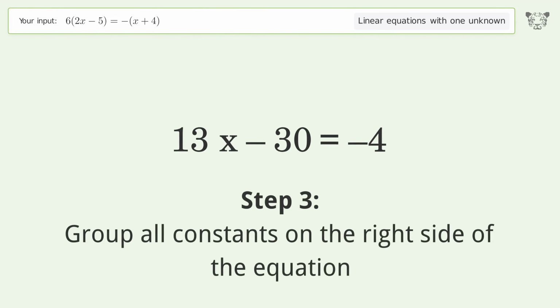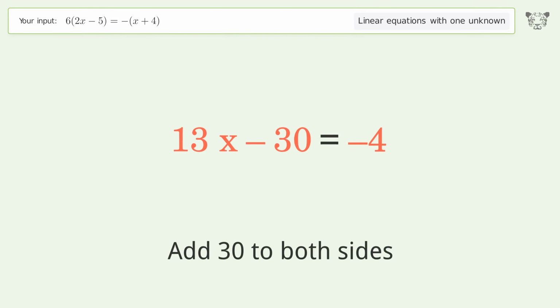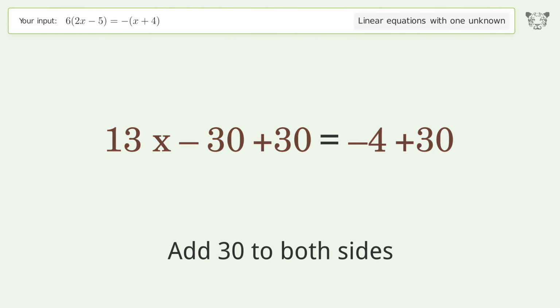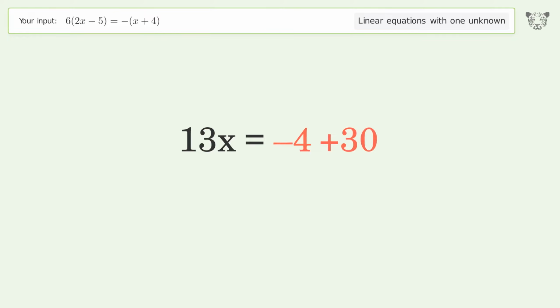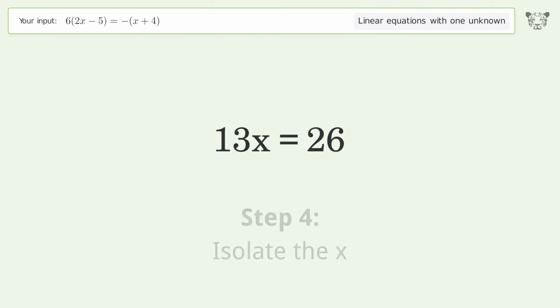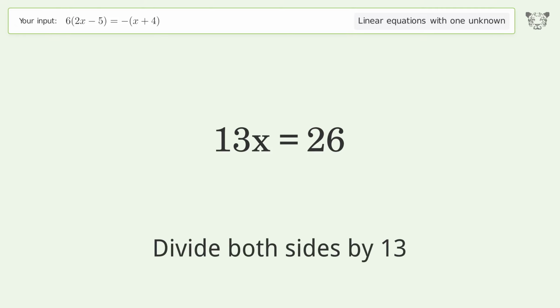Group all constants on the right side of the equation. Add 30 to both sides. Simplify the arithmetic. Isolate the x. Divide both sides by 13.